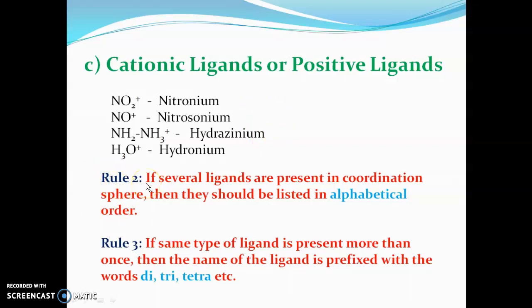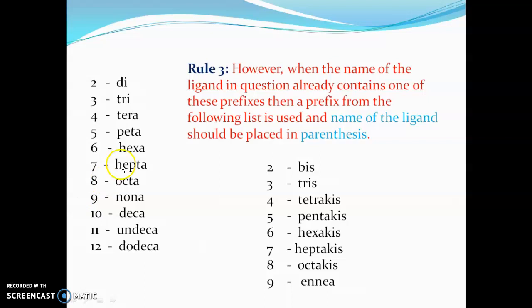Now let us look at rule 2. If the coordination sphere contains several ligands, then they must be listed in alphabetical order. You have to look at the different types of ligands, observe their names, and write them in alphabetical order. That is rule 2. Next, rule 3. If the same type of ligand is present more than once, then the name of the ligand is prefixed with the words di, tri, tetra, etc.